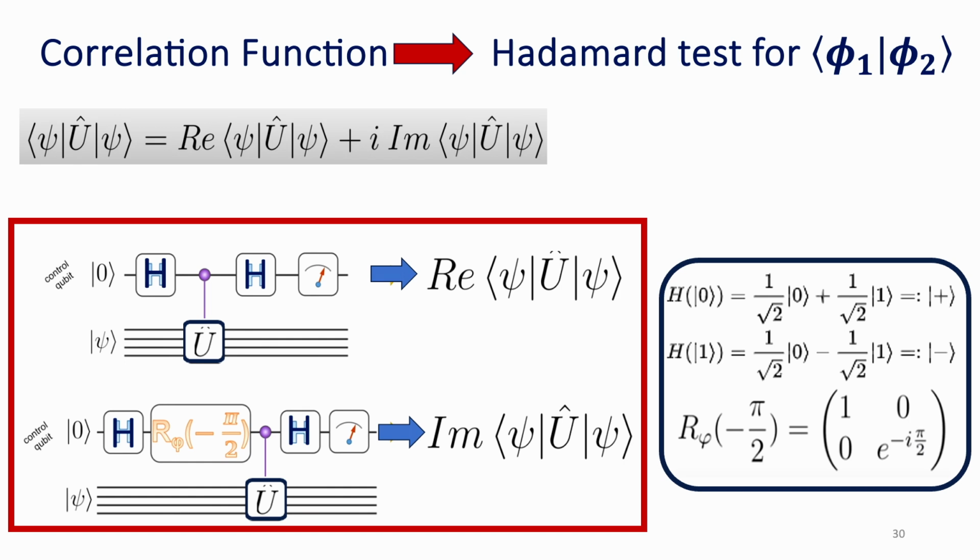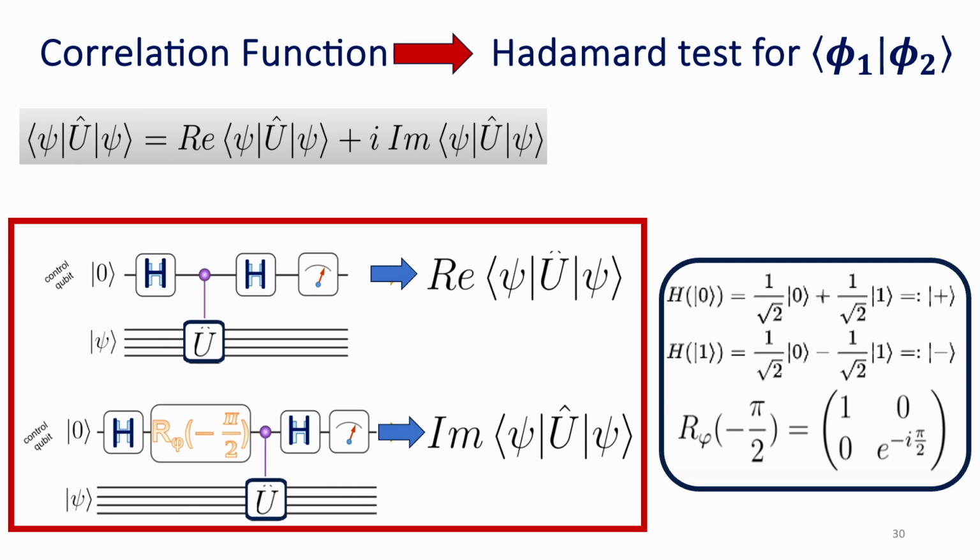Now, calculating the correlation function is very simple. I mean, this is a trivial algorithm. This is what we call the Hadamard test. The Hadamard test is a simple algorithm to calculate the expectation value of a unitary U between psi and psi. So you have two terms, the real part and the imaginary part.